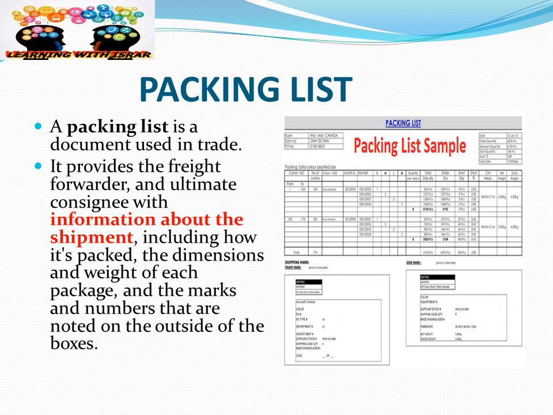A packing list is a document used in trade basically to provide the freight forwarder and ultimate consignee with information about the shipment, including how it is packed, the dimensions and weight of each package, and the marks and numbers noted on the outside of the boxes. Basically, it is a map of the shipment: how many cartons there are, how they are packed, and how they are stacked in the container. All this information is written in the packing list. When we are receiving the goods, we can compare the packing list with the goods received, and if there is any discrepancy, we can mark it.